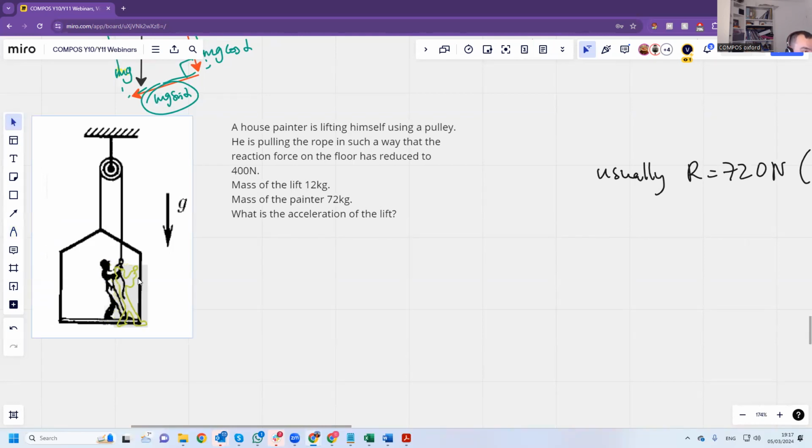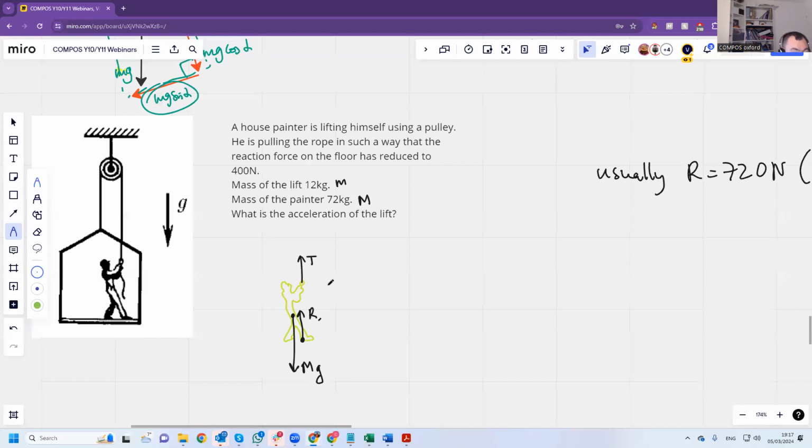Okay, this is the painter, and you draw the forces acting on the painter. You imagine what are the objects the painter interacts with. The painter interacts with the ground. The ground pulls him down, let's call the painter's mass capital M and this is small m, so mg, that's the force. Then there's the reaction force from the floor, pulling him up. There's the tension in the rope that pulls him up as well.